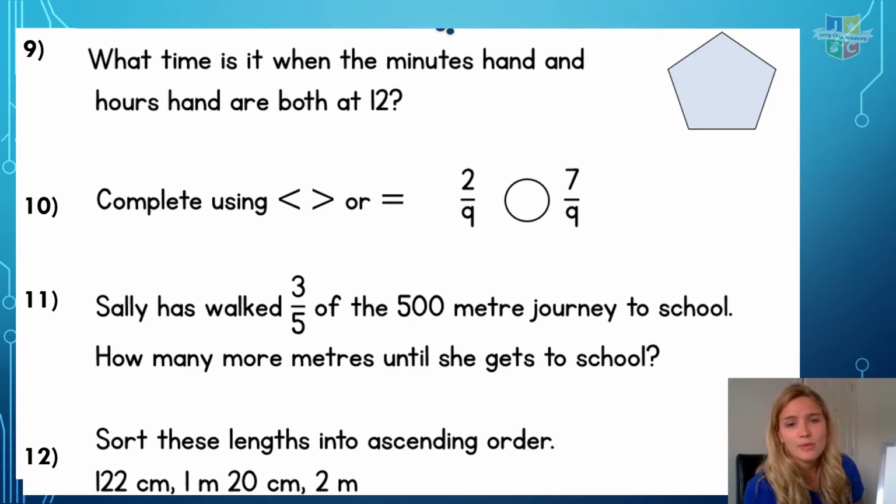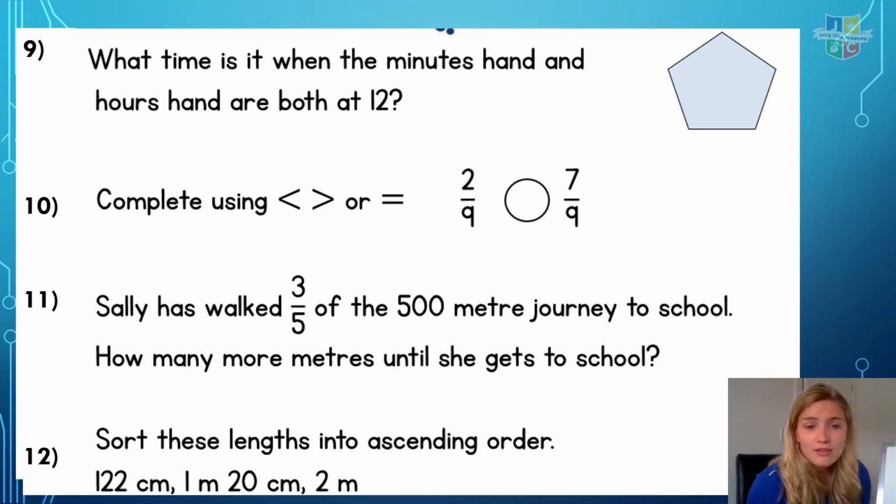Number 11, Sally walked 3/5 of a 500 metre journey to school. How many more metres until she got to school? So obviously there's two different ways you could do that. You could find what 3/5 were, and that would be how much she's walked, and then we want to know how much she's still got to walk. So we could take that off 500, or if she's already walked 3/5, we know then she's got 2/5 left to walk, so you could find 2/5 of 500.